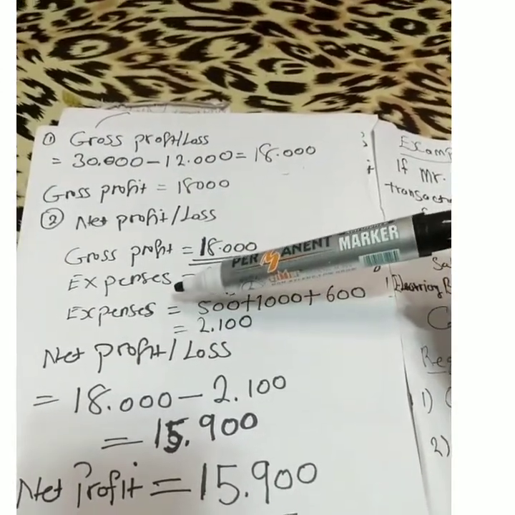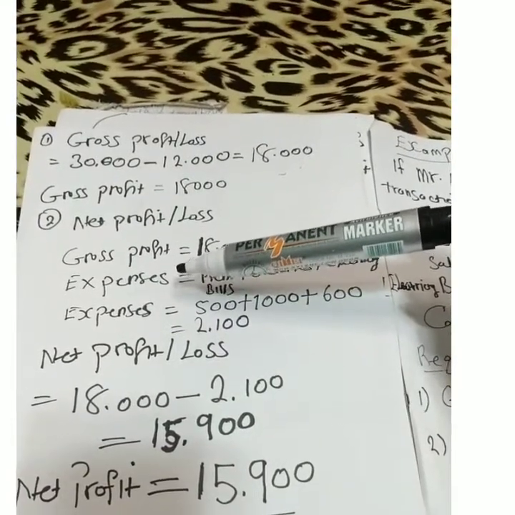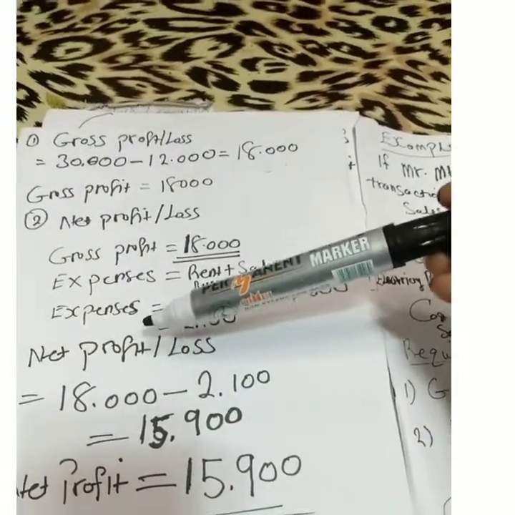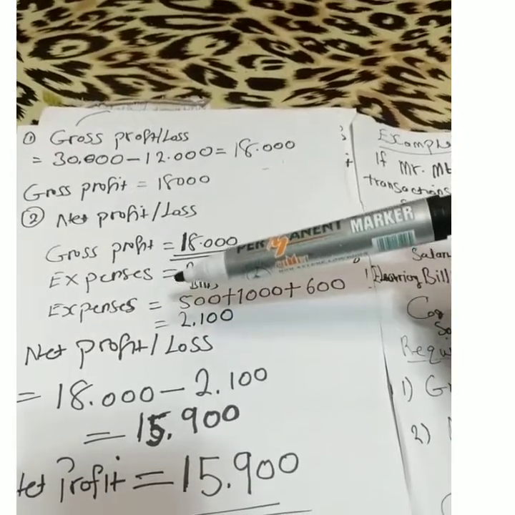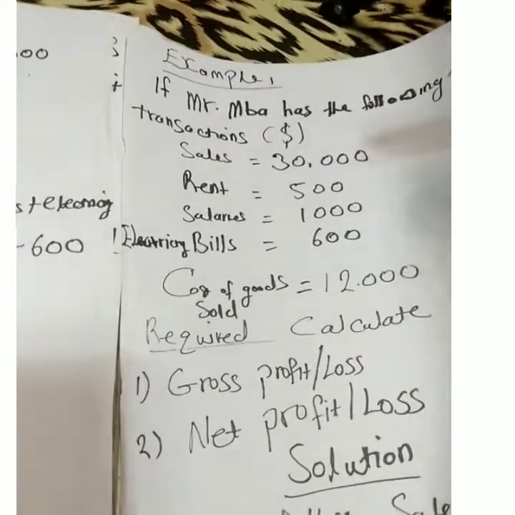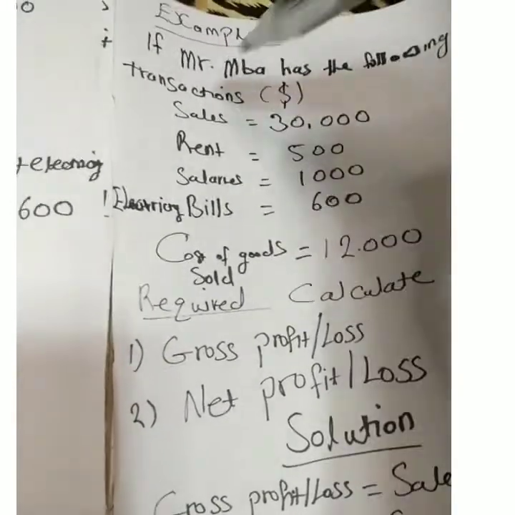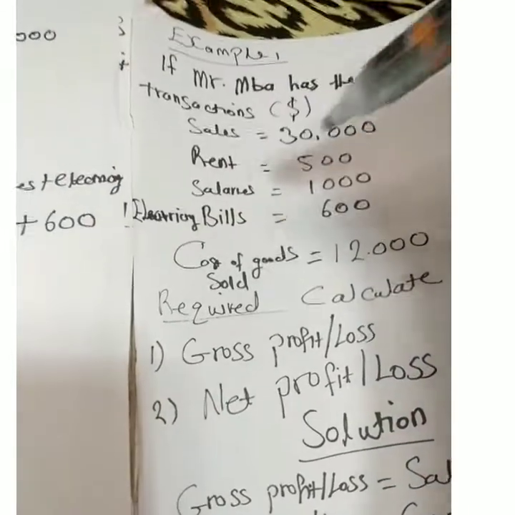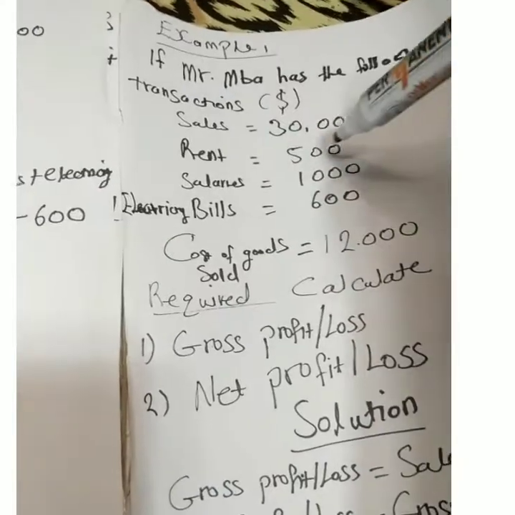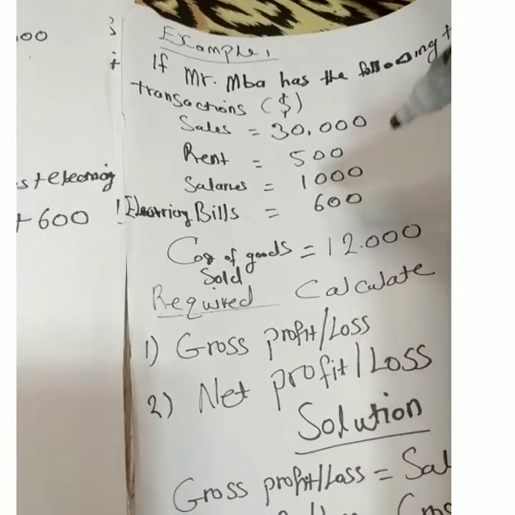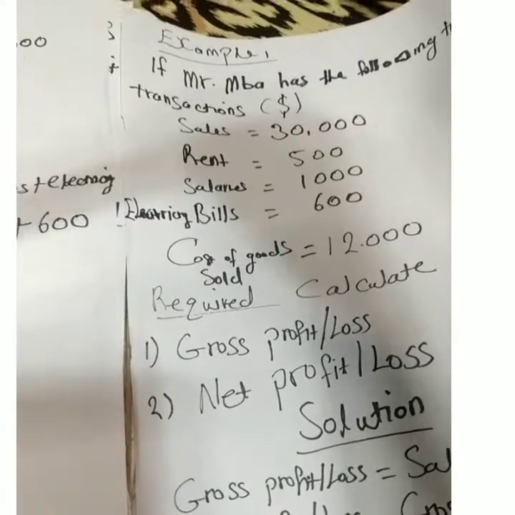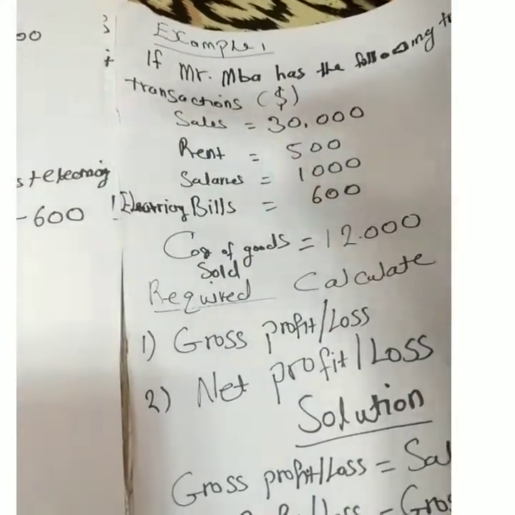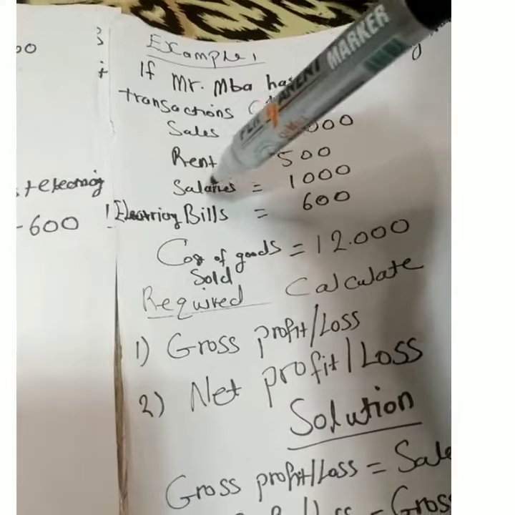Now we have to look at the expenses. Expenses is not just one element, but it's composed of so many. So we need to look at those expenses and put them together. We get into the exercise and look at the elements that have to do with expenses, and we have rents, salaries, and electricity bills. All of these are expenses. So we add them together, we get the total, and we work out our net profit from there.